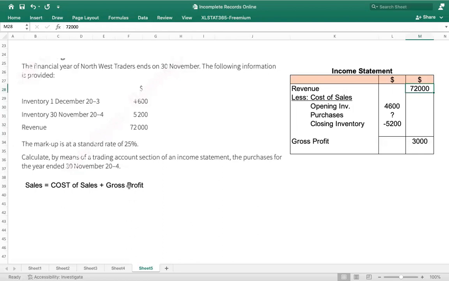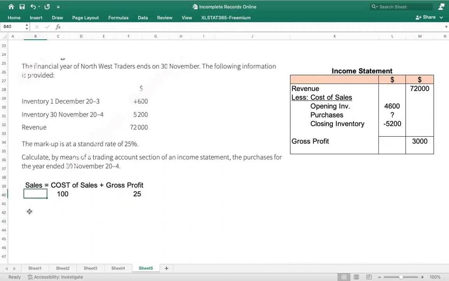Markup means percentage of gross profit is based on cost of sale, right? And cost of sale we don't know in the question. So when something we don't know, can we assume that 100? Yeah. So cost of sale, I am assuming that it is 100. So can you tell me what will be the gross profit then? Then it's gonna be 25. 25% means $25. Clear? Yeah.